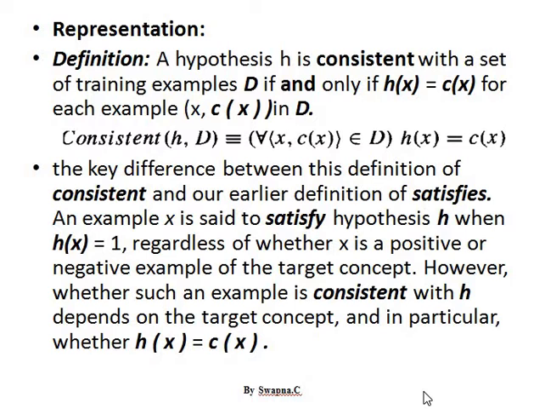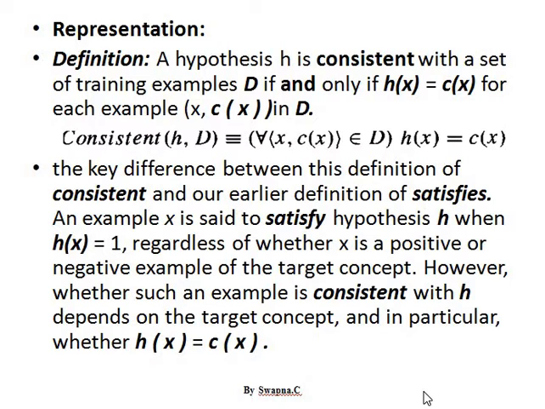The main difference between the Find-S algorithm and the candidate elimination algorithm is that Find-S uses the word satisfies for a hypothesis. What is the meaning of satisfying a hypothesis? Whenever h(x) equals 1, that is considered a satisfying hypothesis. And in the candidate elimination algorithm we use the word consistent. What is the correct meaning of consistent for a hypothesis? The hypothesis depends upon the target concept. Whenever h(x) equals c(x), only then can we say it is consistent.